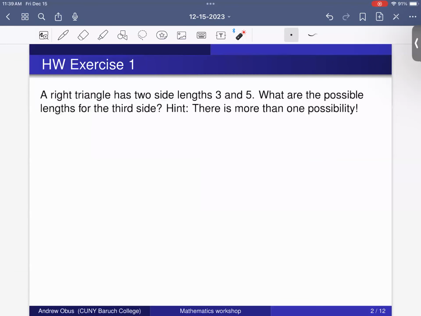The first homework exercise says a right triangle has two side lengths, 3 and 5. The question is, what are the possible lengths for the third side? The hint is that there's more than one correct answer. Does anybody have an idea how we might get one of the possibilities? If we have a right triangle with side lengths 3 and 5, what length can the third side have?